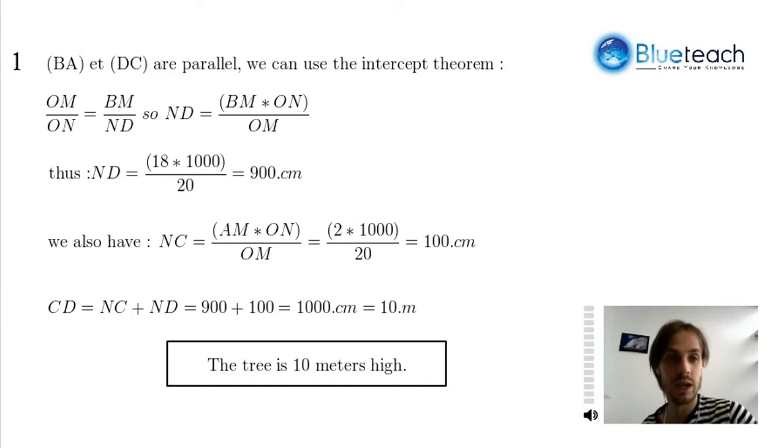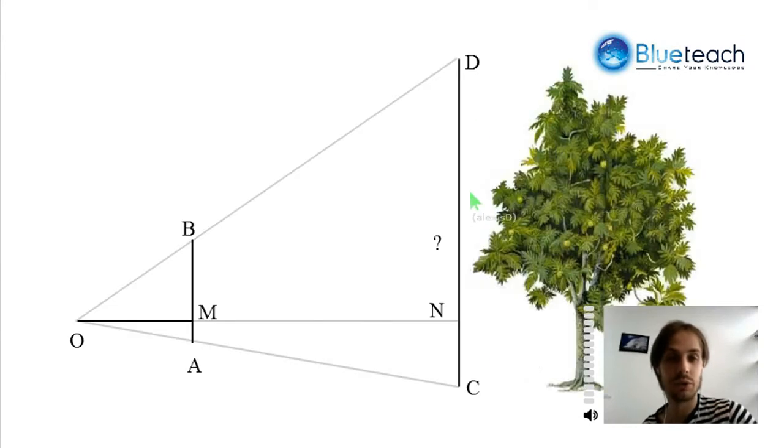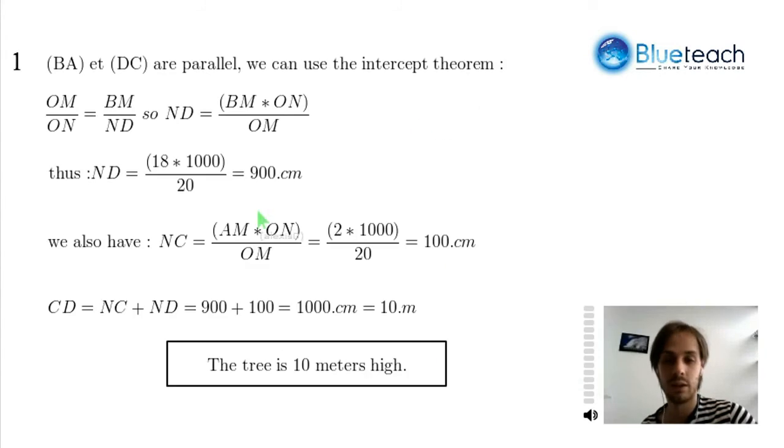Now, the height of the tree is DC, which is DN plus NC. That's 900 plus 100 centimeters. That's 1,000 centimeters, which equals 10 meters. So the tree is 10 meters high.